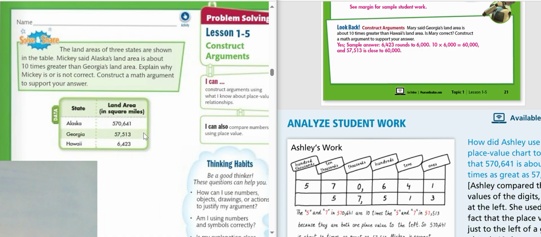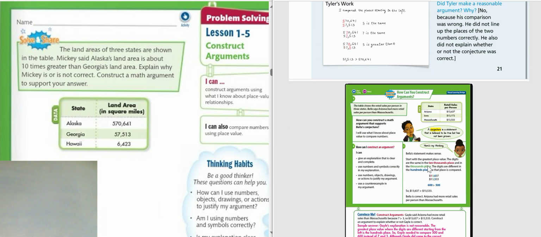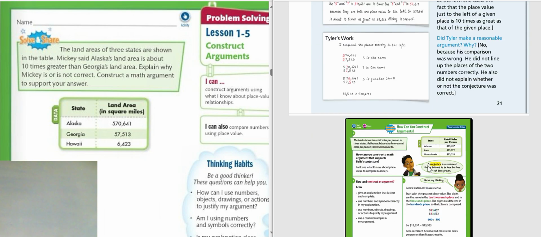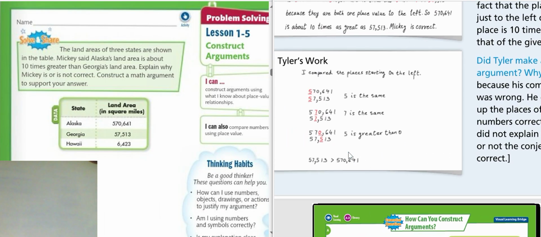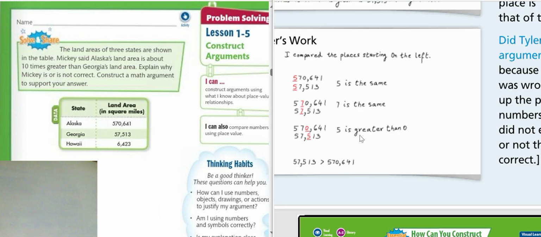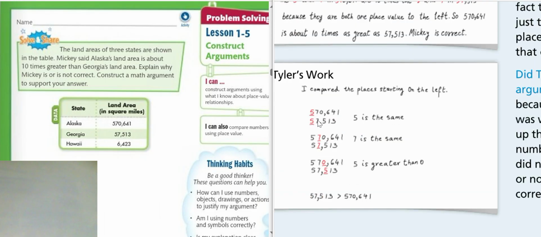The next answer is the area. Is it true or false? We can write the answer here about this page. Right, this number. We can compare the place value of the digit, like this number 570,641 and 57,513. 5 is the same. 5 here is the same place.